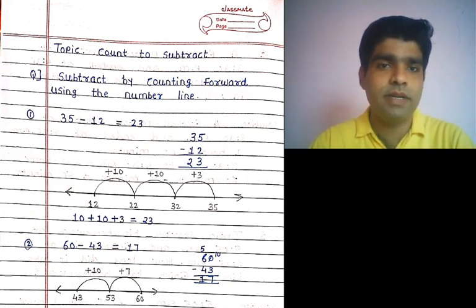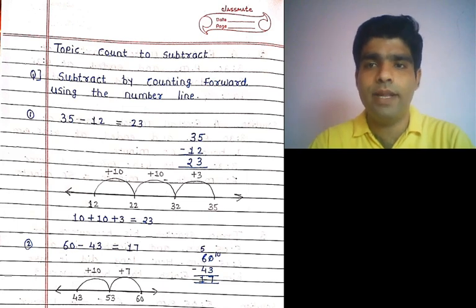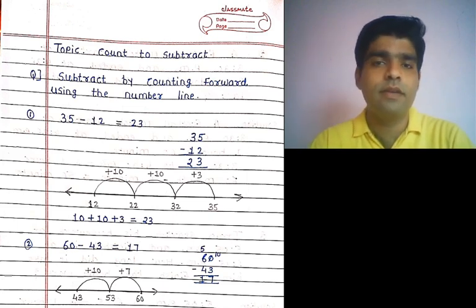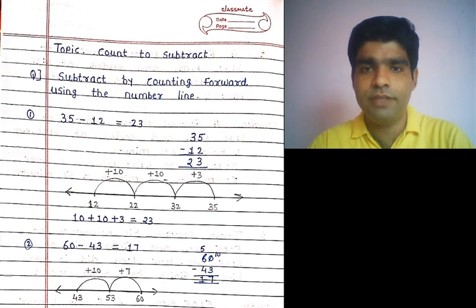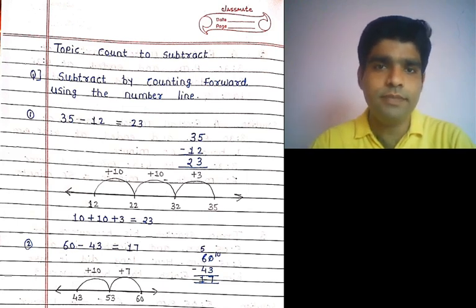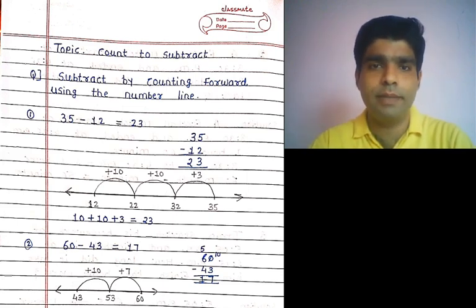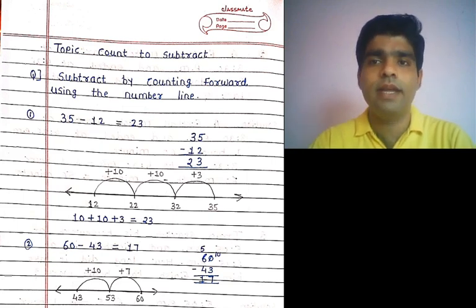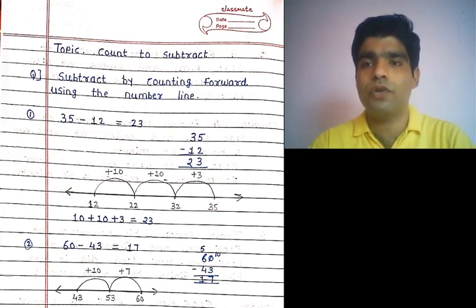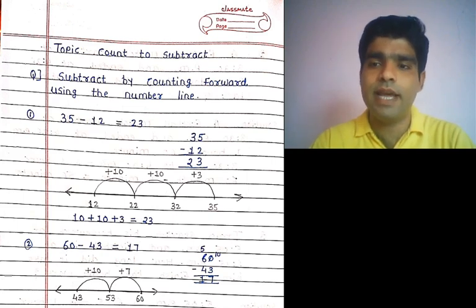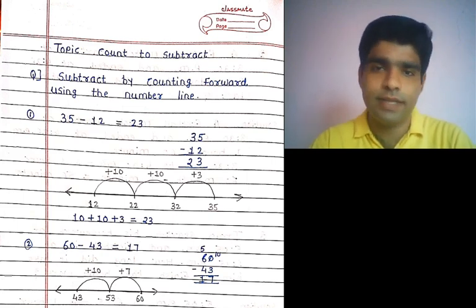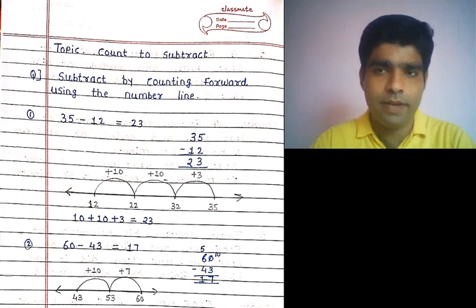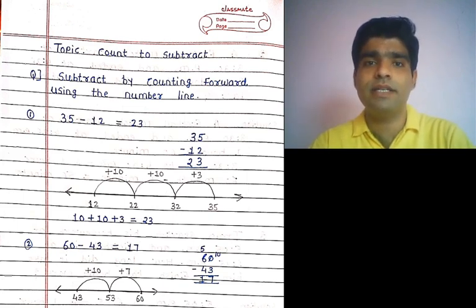Here the first example is 35 subtract 12 is equal to what? Okay, first of all solve the simple subtraction. First write down 35 subtract 12. Now we have to solve it. 5 minus 2 is equal to what? 3. Okay, and 3 minus 1 is equal to what? 2. It means your answer is what? 23. Okay, this is our simple method, but the other method is what?